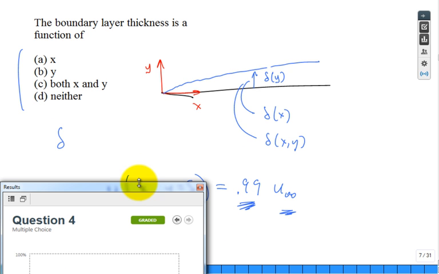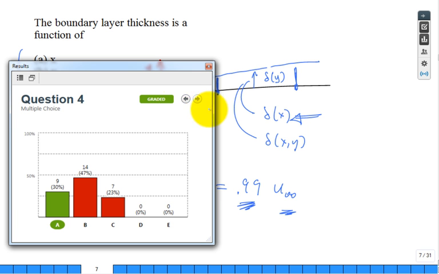Put it down here. At a particular x, how thick is the boundary layer? At a particular location from the leading edge, how thick is the boundary layer? This is the best expression. The thickness varies as a function of distance from the leading edge. The boundary layer thickness. Okay, let's see if I helped anybody. There were 9 correct, or 30% of the class. Okay, well, just a few helped a little bit.